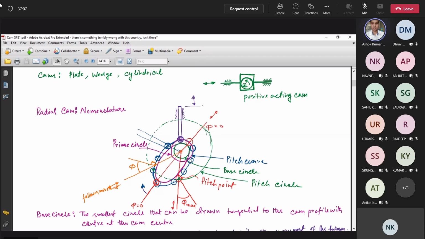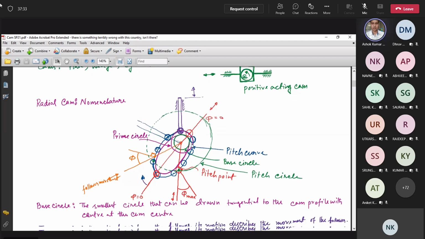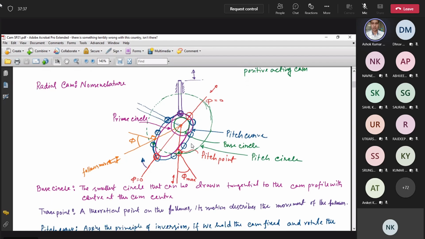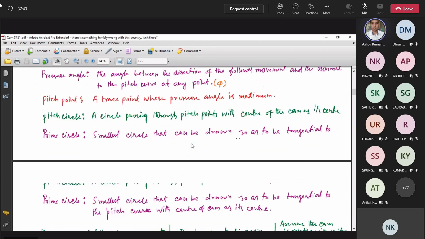So this is the circle which is tangential here to the pitch curve. The center of this circle is the center of the cam. So this circle is called the prime circle. Okay. So these are the definitions, the nomenclature of a cam. Generally, when we analyze or synthesize the cam profile, we'll refer to these definitions.